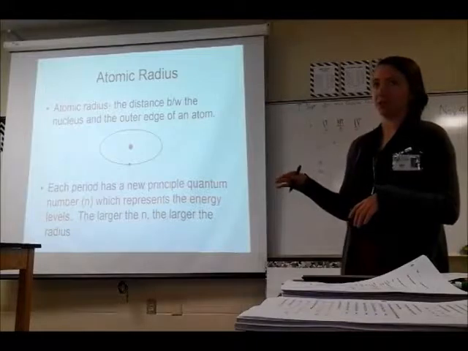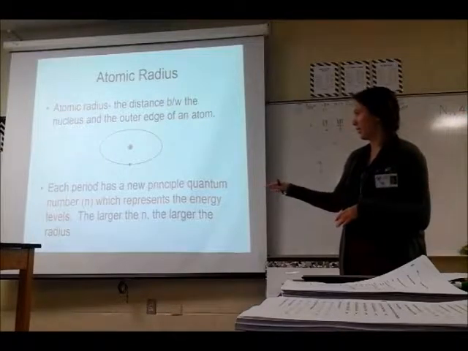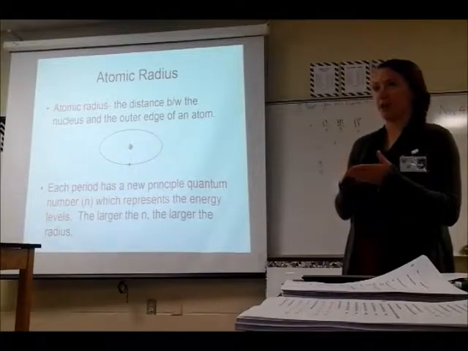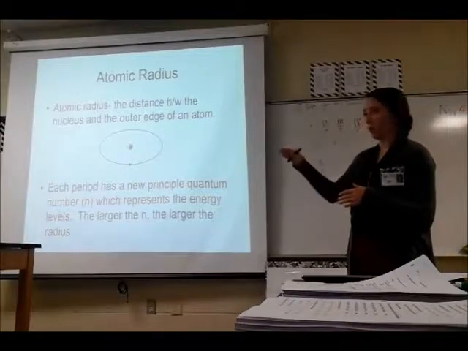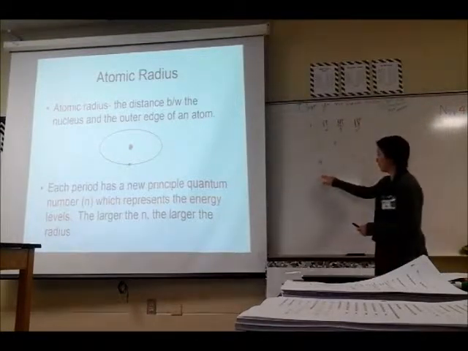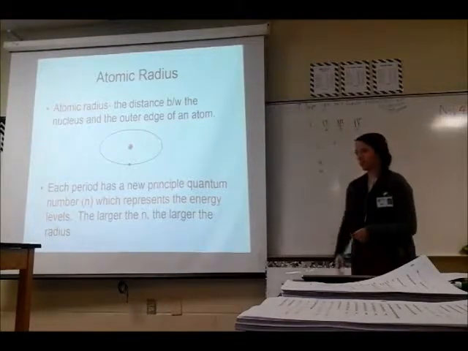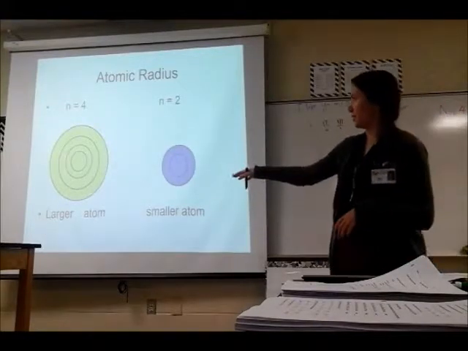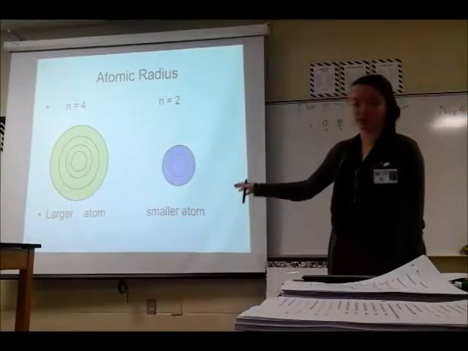So period goes which way on the table? Horizontal, yeah. Each period has a new principal quantum number, which represents the energy levels. We talked about that when we looked at light. And the larger the n, the larger the quantum number, the larger the radius. The more energy levels, the larger the radius is going to get. And we can see that here. We have 4 rings on the left and 2 rings on the right, so we know this one's smaller.